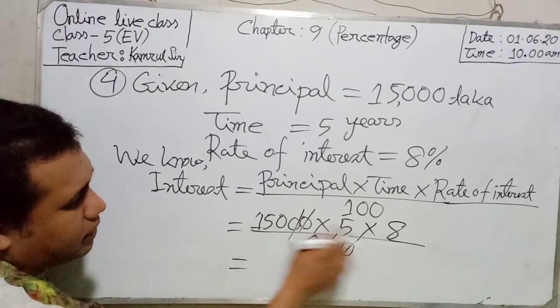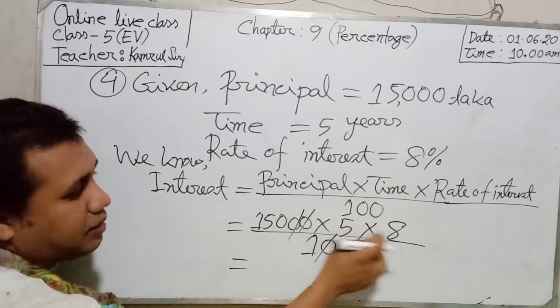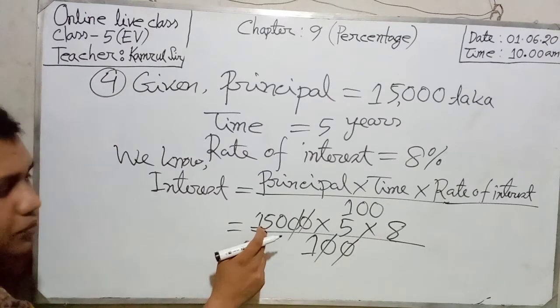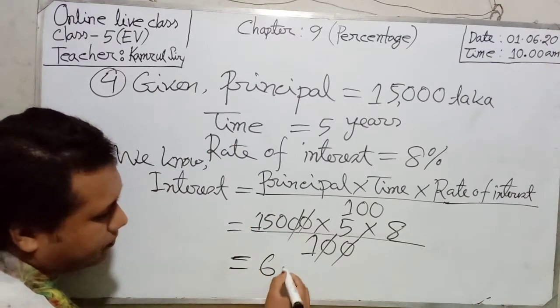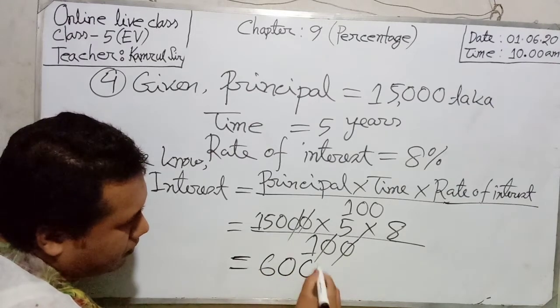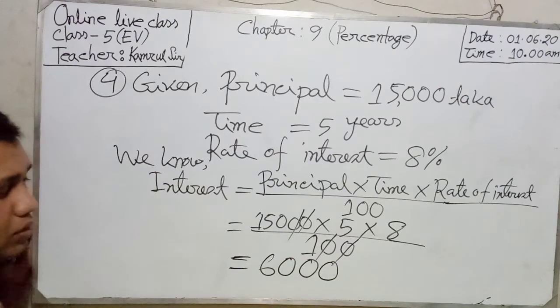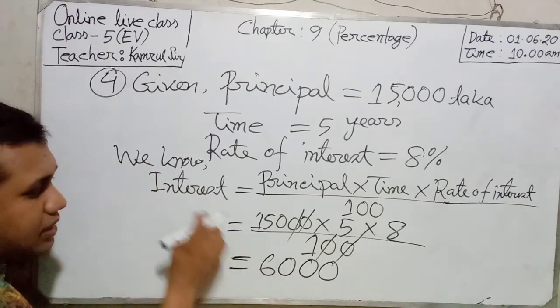Now multiply 150, 5 and 8. Look, 5 times 8 is 40, and this is 150. So what will be the answer? 6,000. So this 6,000 taka is the interest.